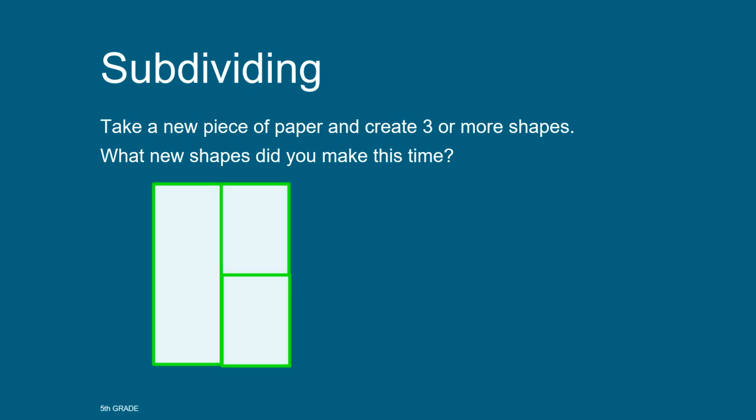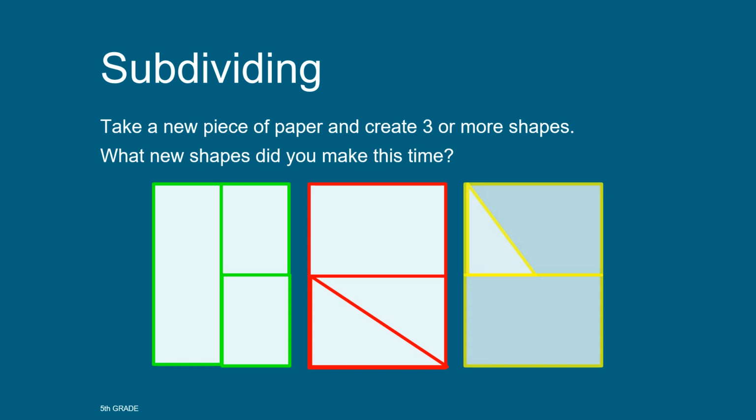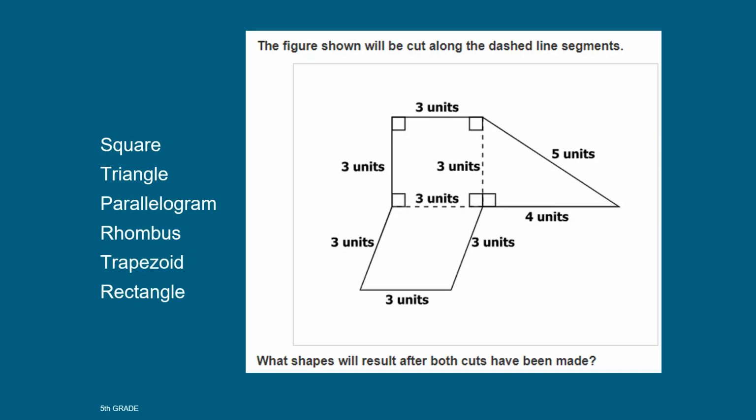Did you create 3 rectangles like these? Or did you create a rectangle and 2 triangles like this? Or maybe you created something new, like a right triangle, a parallelogram, and a rectangle. All of these are ways to subdivide a rectangle or a rectangular piece of paper.